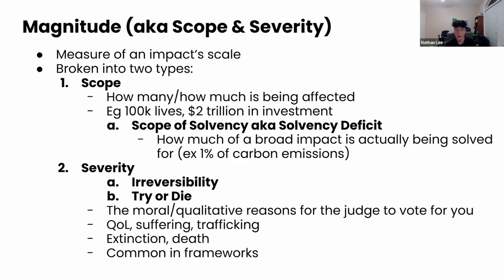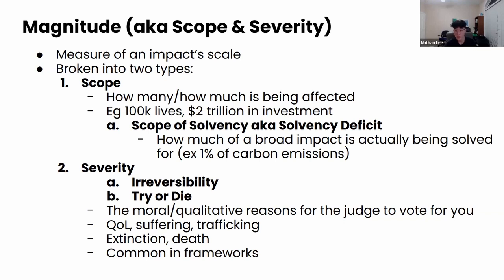First is magnitude, which can be broken up into two different types. There's magnitude through scope and magnitude through severity. Magnitude is a measure of an impact's scale. And then specifically, scope is how many or how much of your impact is being affected. An example is 100,000 lives from death or $200 trillion in investment.